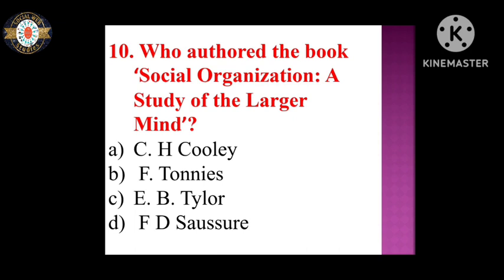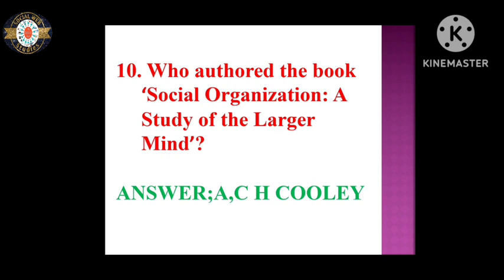Another question is, who authored the book Social Organization, a Study of the Larger Mind? Option A, C.H. Cooley. Option B, Ferdinand Tonnies. Option C, E.B. Taylor. Option D, F.D. Saussure. Answer of this question is option A, C.H.